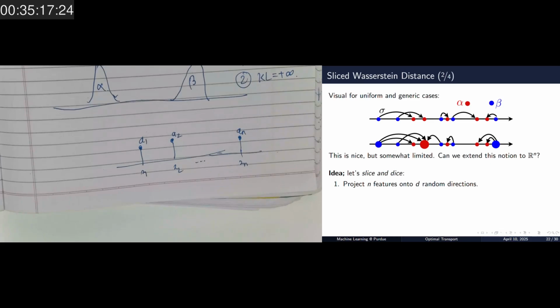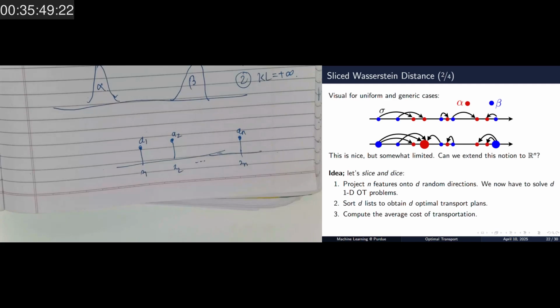D is a hyperparameter, so we are sampling uniformly d random directions from the unit circle, and now we project the n features onto those d random directions. We effectively get d one-dimensional optimal transport problems as a consequence of that, right? Then we sort those d lists and obtain the d optimal transport plans. We compute the average cost of transportation over all of those plans, so all of the costs, and just mean it up, and we get our result at the end.